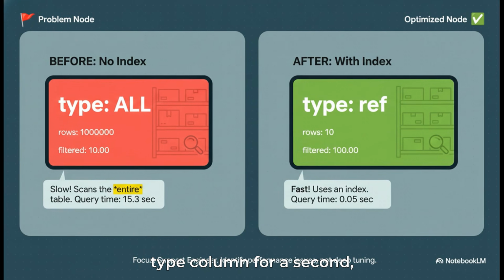Let's zero in on that type column for a second, because it is your biggest indicator of health. If you see type ALL, that is your absolute worst-case scenario. It means MySQL is performing a full table scan, literally looking at every single row in the table to find a match. On the flip side, type ref or type eq_ref are massive green flags. They mean MySQL is efficiently using an index to jump straight to the exact data it needs.